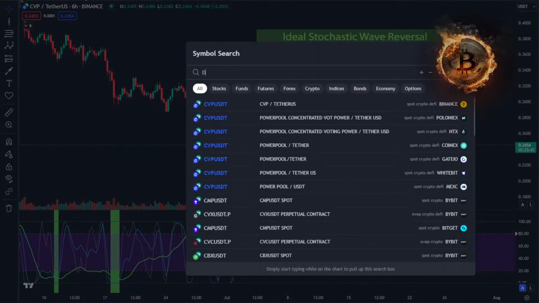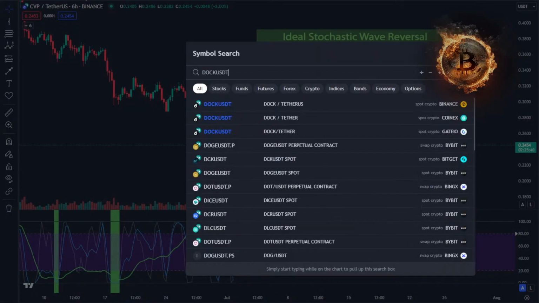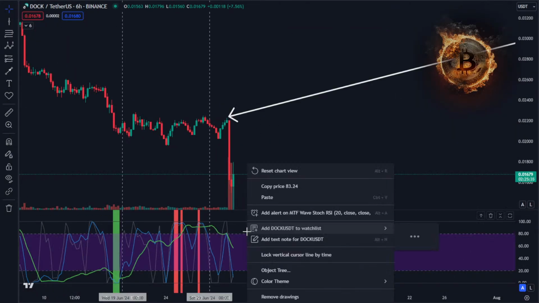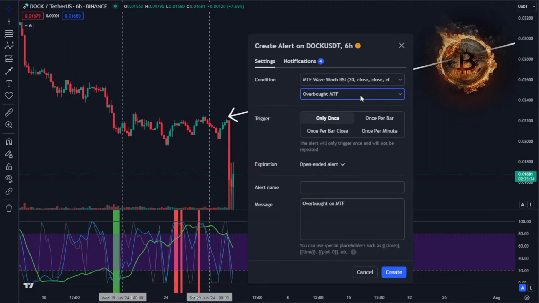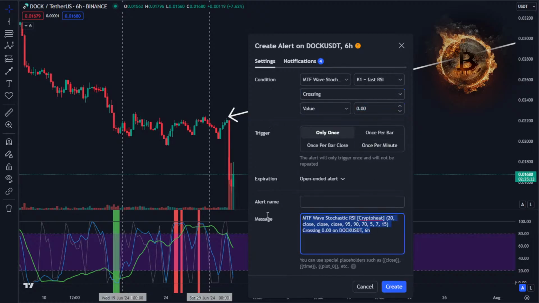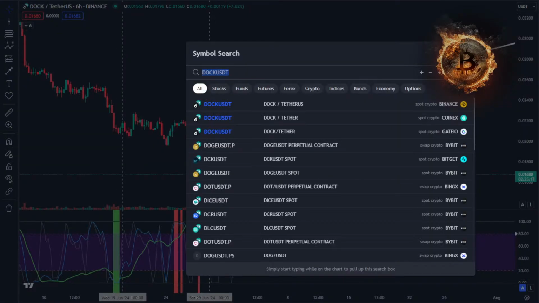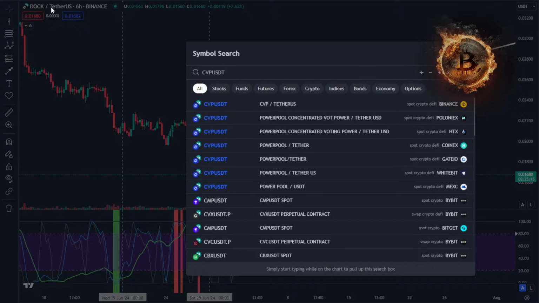So I'm going to go back to DOC, and there I'm just going to set this same alert here, crossing, and then write to myself DOC possible short 6 hour tap up. Okay, and set it at 80. Okay, so just one check at CVP.